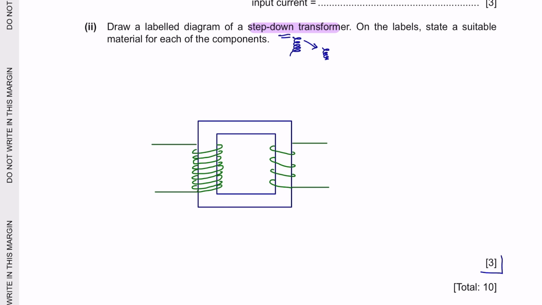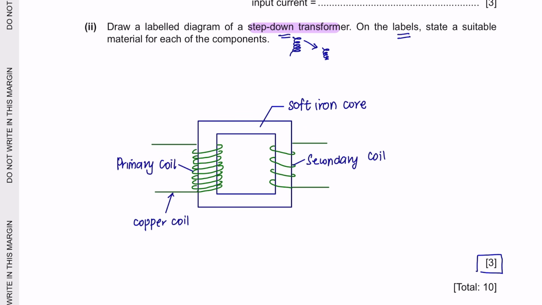However, we will not get the complete 3 marks if we do it like this because you are asked to also label the diagram. The material used would be a soft iron core. The coils would be made of copper. And lastly, don't forget to label the primary coil and the secondary coil.